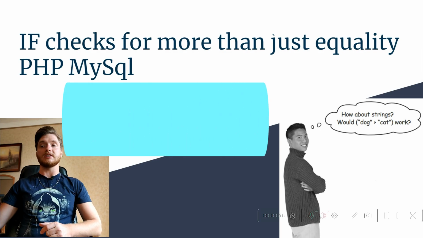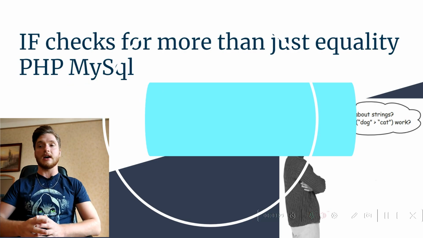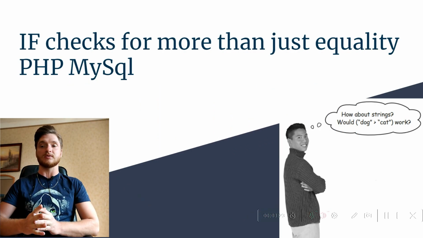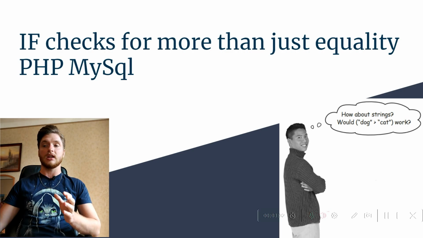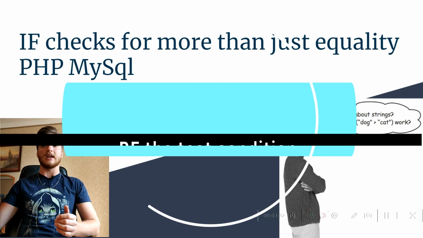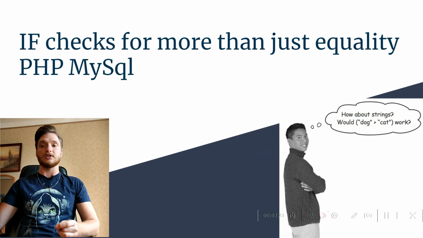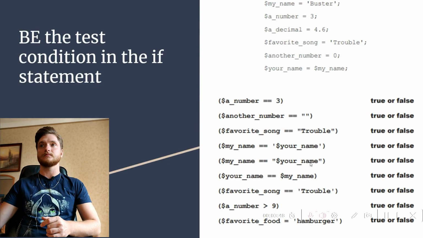You can compare strings in the test condition. They work based on the alphabet, with a being considered smaller than, less than, z. Using greater than and less than can help you when you need to present information in alphabetical order. Be the test condition of the if statement. Your job is to play the if test condition and decide if you are true or false given the following variables.